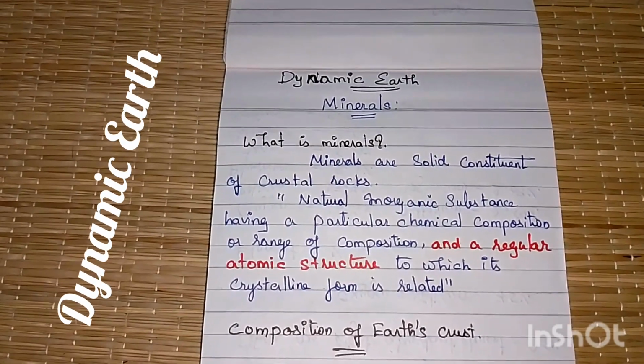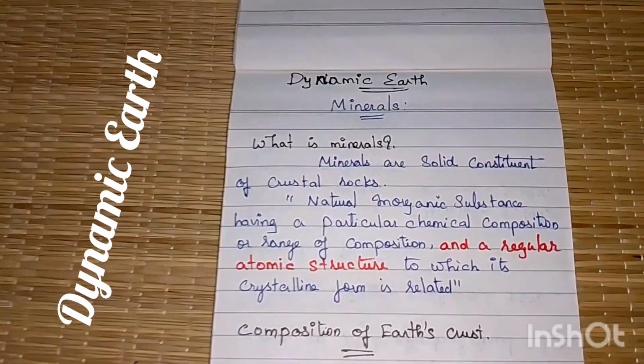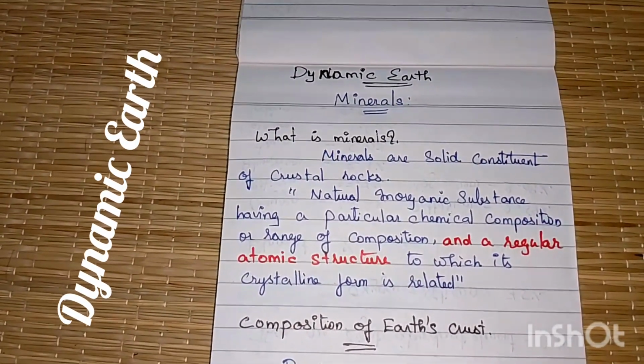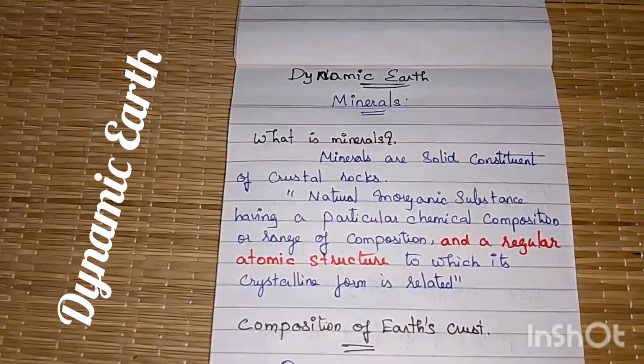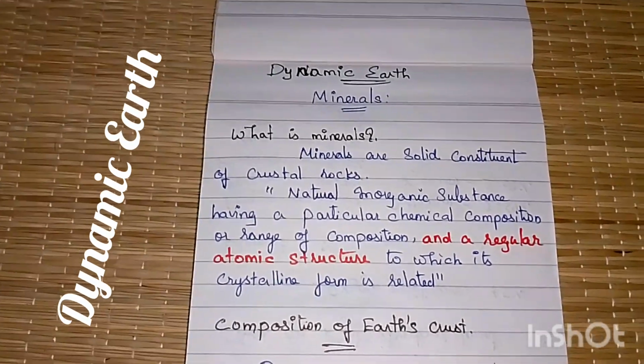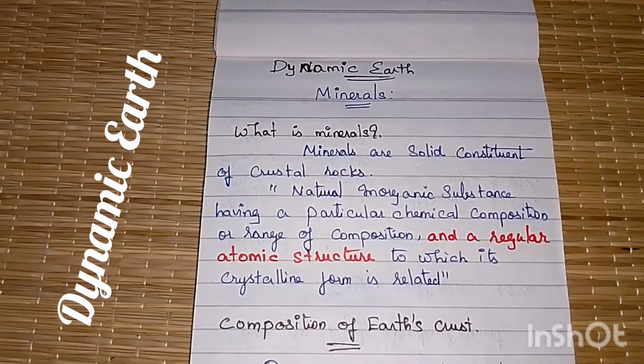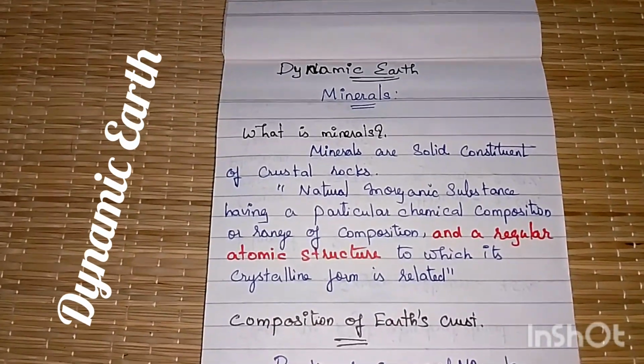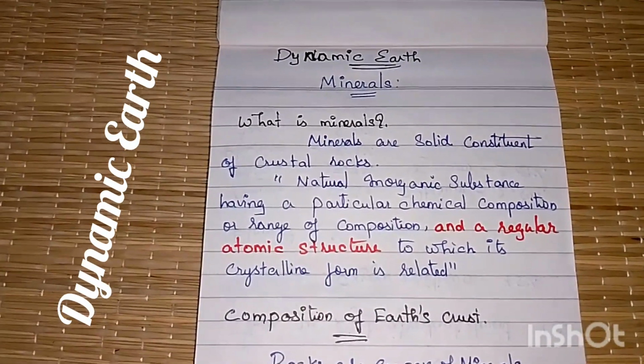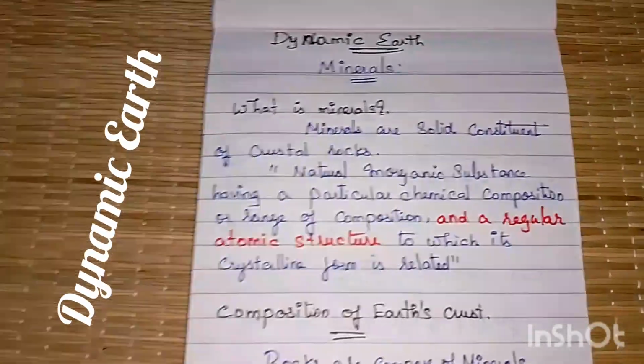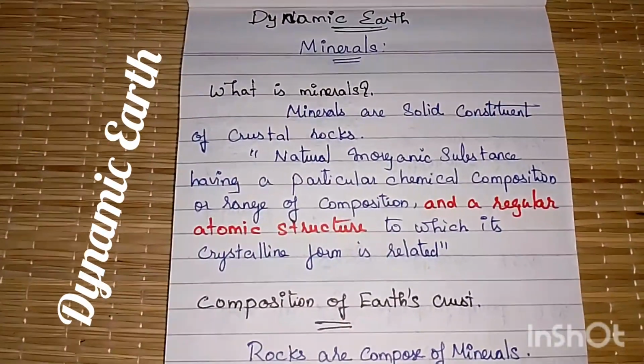We all know about what a mineral is. A mineral is a solid constituent of crystalline rocks, formed naturally, and an inorganic substance having a particular chemical composition or a range of composition, and a regular atomic structure to which a crystalline form is related, or it should have a crystalline form.